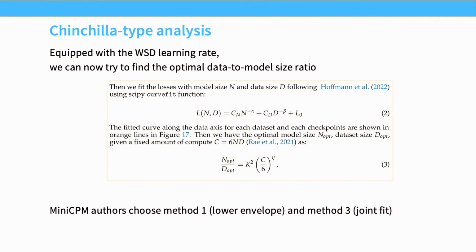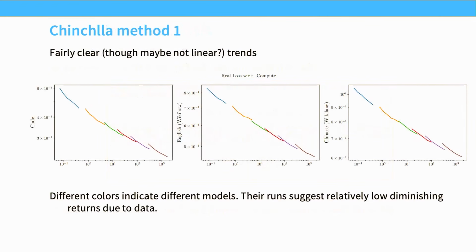Okay, so now that we're equipped with WSD-style learning rates, Chinchilla-style analyses are actually very easy. What you're going to do is run one long run, and then rewind the checkpoints and repeatedly decay. That will give you sweeps along the data dimension, and then you'll also do sweeps along the model dimension. You can do isoflops or any other kind of analysis that you would like. The MiniCPM authors, for whatever reason, choose to try to replicate methods 1 and 3, which to me are the least reliable of the Chinchilla methods, but they do get fairly nice looking scaling curves.